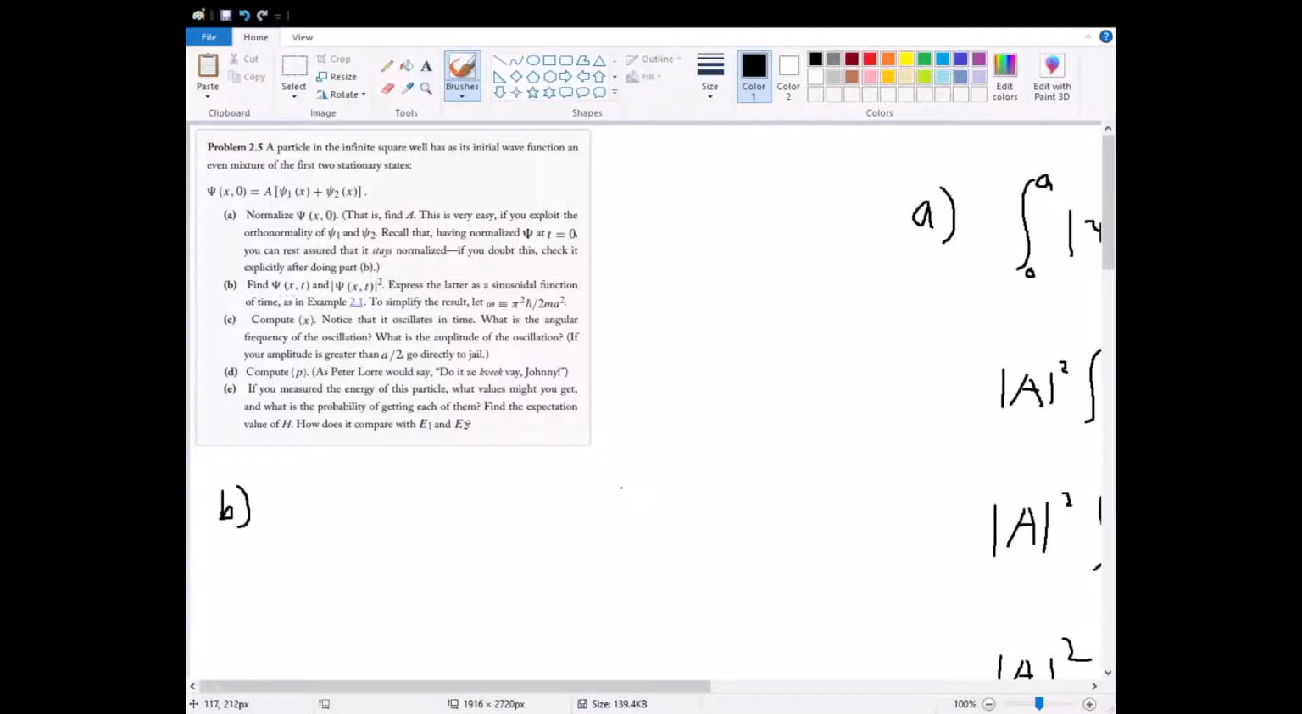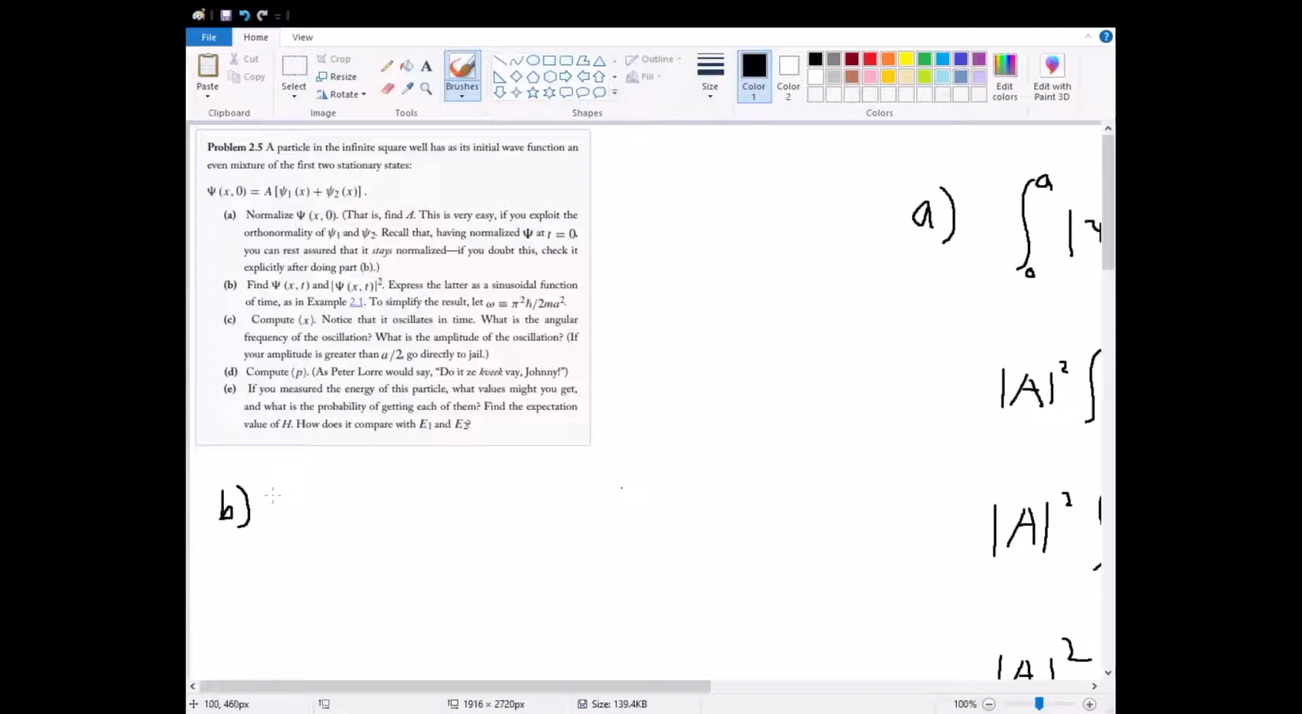So let's start with this first part, which is to find big psi of x comma t. And luckily, the textbook has basically walked us through step by step how to solve these types of problems. We know that the stationary solutions for our infinite square well, or any stationary system in general, form a complete set, meaning that any function can be expressed as a linear combination of them.